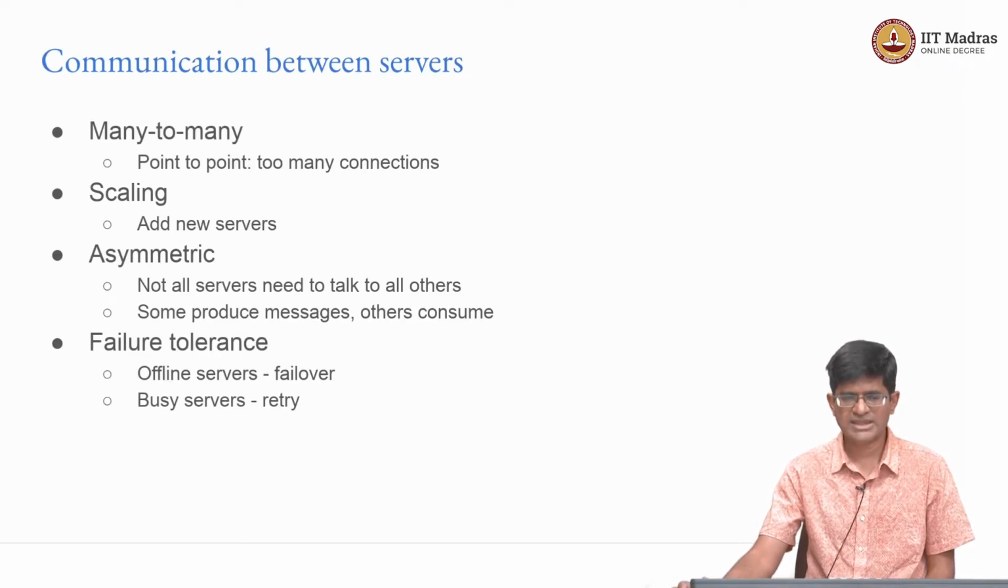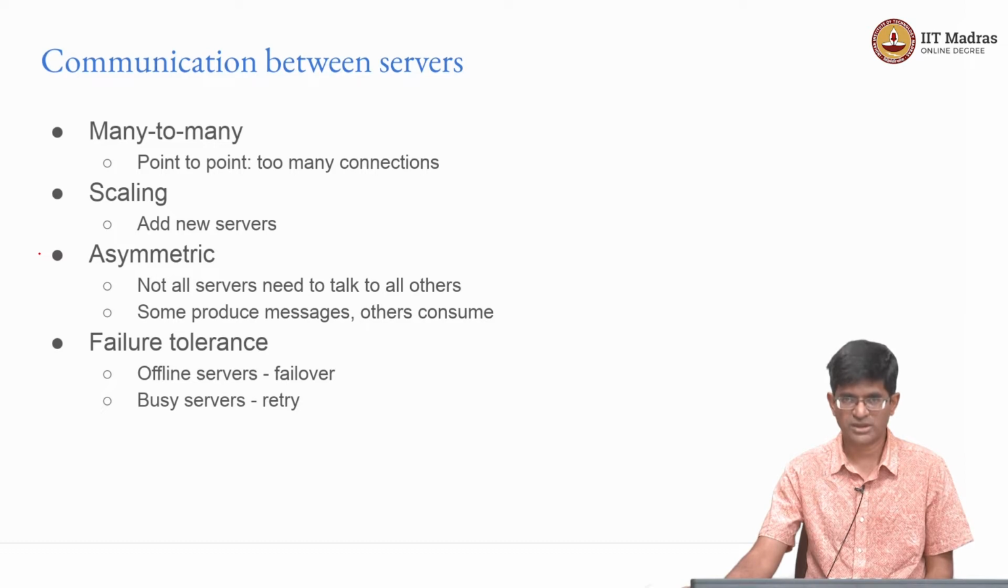So this kind of communication between servers is something that you need to take care of. You could have many to many communication. Many servers are there and they might at some point all need to talk to each other. Now one way to do it, as was shown in the previous picture, is to have point-to-point connections, but that doesn't scale well. Essentially if you have n servers, you're going to have on the order of n square such connections.